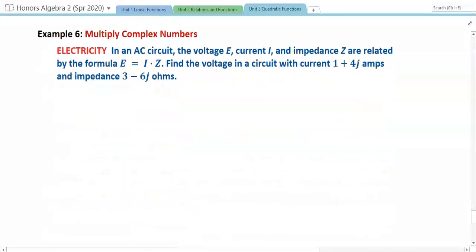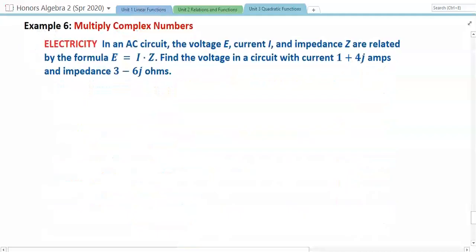All right, so we're going to look at example 6 here. This is a little bit different of an example, and this is why imaginary numbers come into play. Some of you have been asking, why this? Well, this is one of the places it happens. It has to deal with electricity. So in an AC, alternating current, circuit, the voltage E, the current I, and the impedance Z are related by this formula: E is equal to I times Z. Find the voltage in a circuit with a current of 1 plus 4j amps and an impedance of 3 minus 6j ohms.